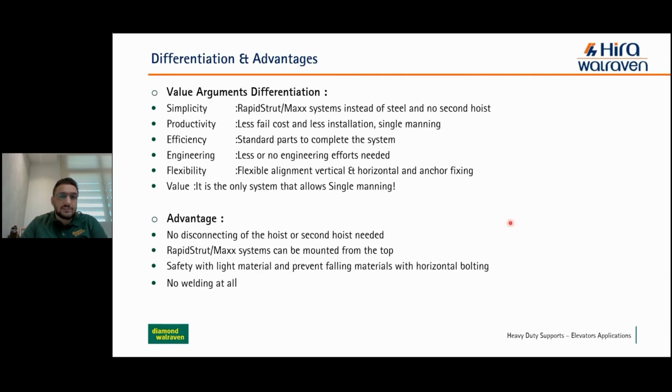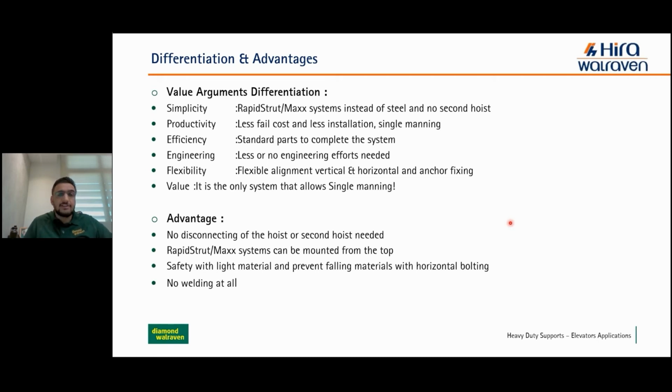Differentiation and advantages. First of all, we're talking about value argument differentiation. Simplicity: this Max system, instead of steel profile, needs no second hoist. Productivity: less fail cost, less installation, less manning. Efficiency: standard parts to complete the system. In the engineering part, less or no engineering effort is needed from your side. It's done by our engineering team.